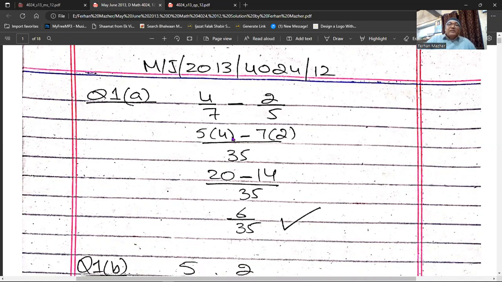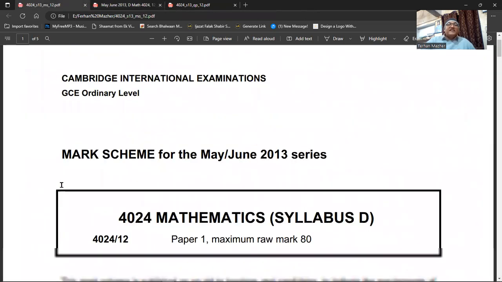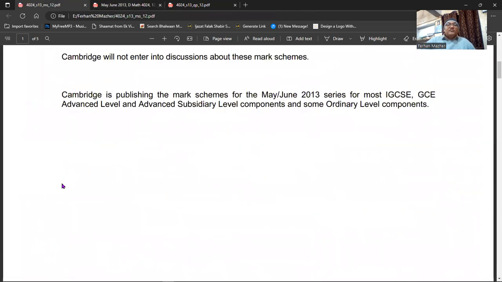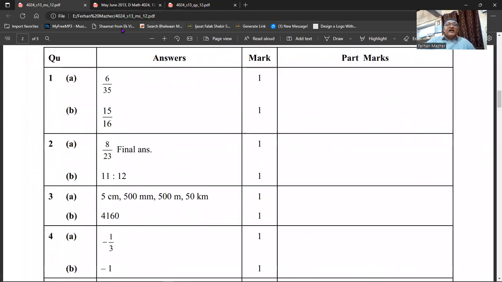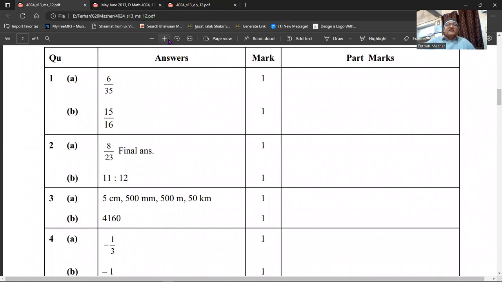So we will have 5 multiplied by 4. Divide the LCM by this denominator and you will get 7, so 7 will multiply with this 2. So you will have 7 into 2. 5 into 4 is 20, minus 7 into 2 is 14. 20 minus 14 will be 6. So 6/35 is the answer.